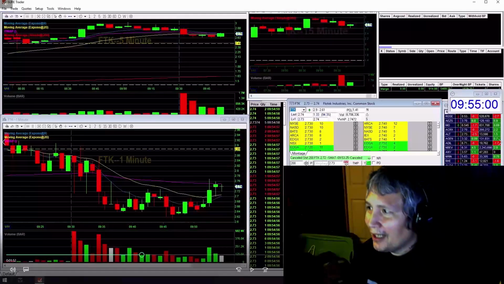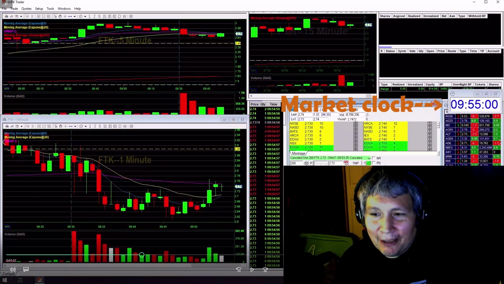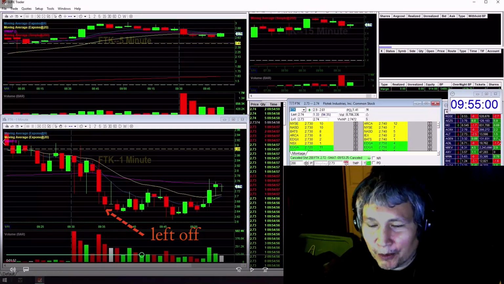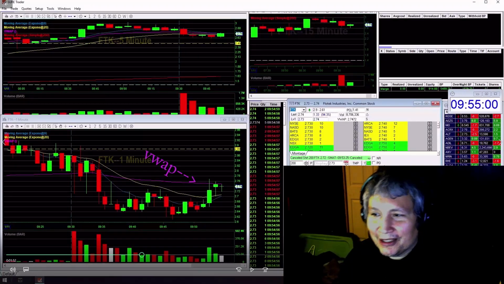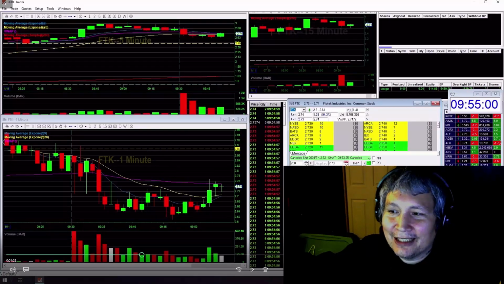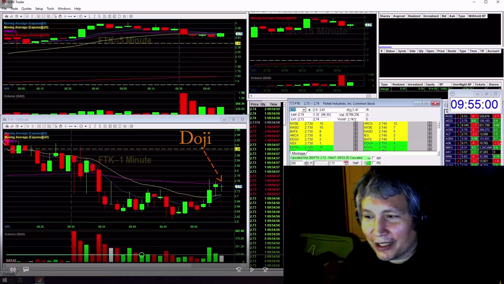Look at my market clock. It's 9:55, so it's been about 20 minutes. We left off on that red candle right there around 9:35. I was just being super patient, watching this stock. That purple line's my VWAP. You see it's getting right up to that VWAP. And then that last green candle that just closed is a doji candle, and sometimes that is a reversal candle.